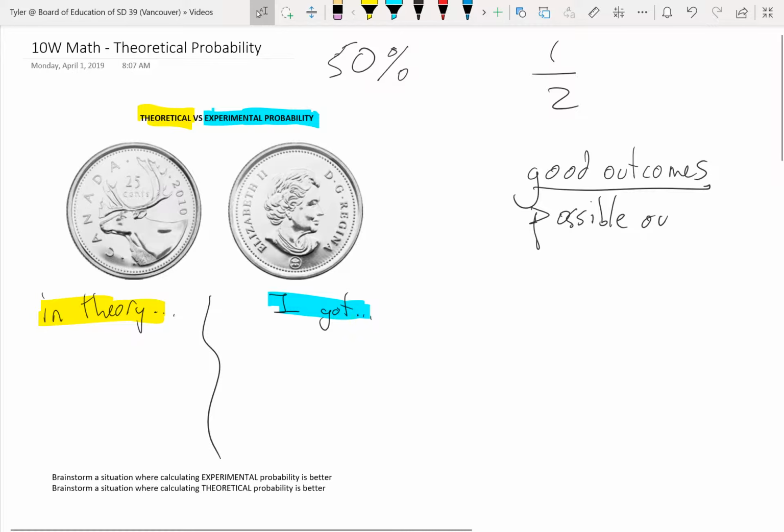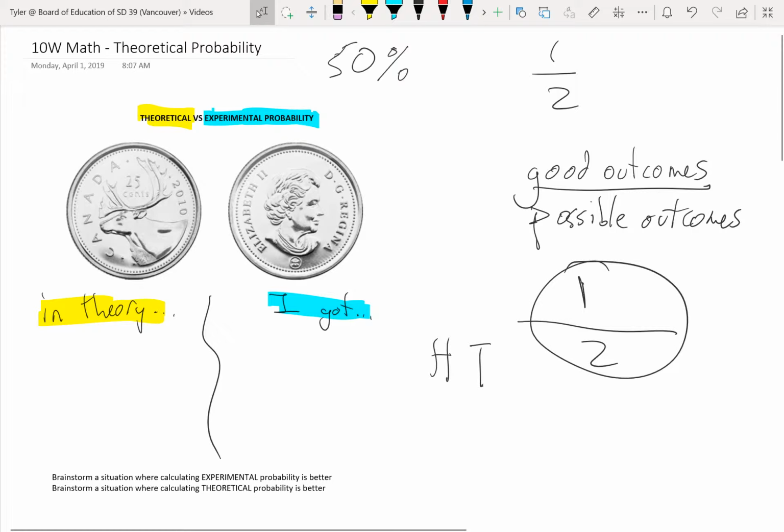So for example, if we're flipping a coin, we're going to do our fraction just like this. Let's say that I win if it's heads. So there's only one good outcome if I flip a coin. If I get the heads, that one outcome's good. The possible outcomes, there could be heads or there could be tails. Because there's two, my fraction's going to be 1 out of 2. That's my theoretical chance of getting a win, of getting a heads when I flip a coin.